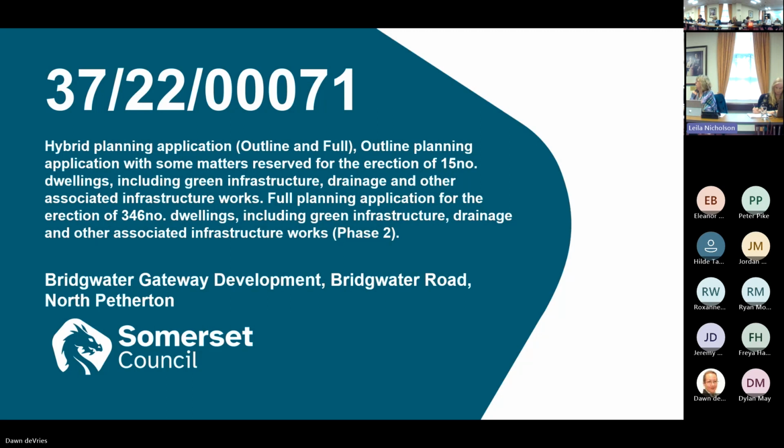The vast majority of it, 346 dwellings, we have in detail. And then there is a small site just off one side of the access for 15 in outline form. Access for that element is to be considered now, but it spins off the detailed access that we'll be looking at in relation to the 346 properties.